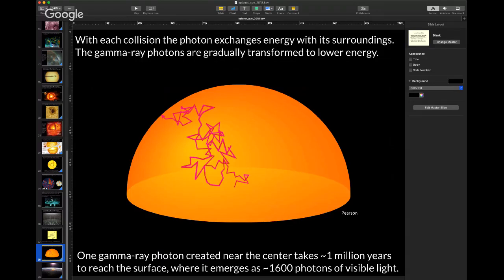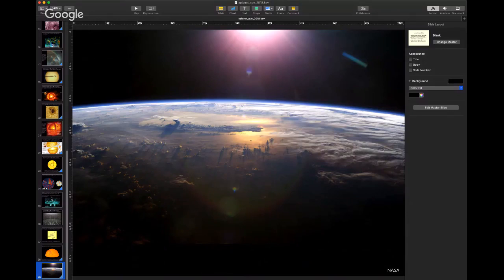And so one gamma ray photon produced at the center of the sun takes about 1 million years to go from the center of the sun to the outer layers of the sun. And that energy of a gamma ray photon has been converted into roughly about 1,500 or so photons of visible light. And it's those visible light photons, when they reach the photosphere, where light can escape from the interior of the sun, that we see as the photosphere here on Earth.